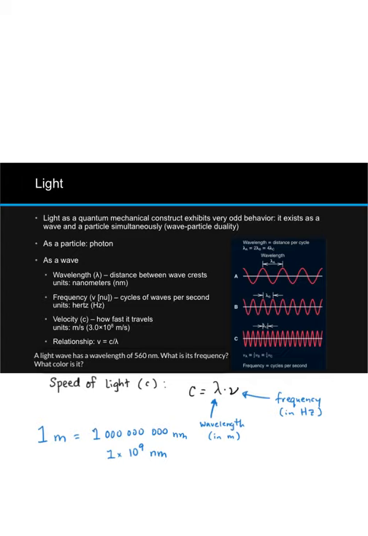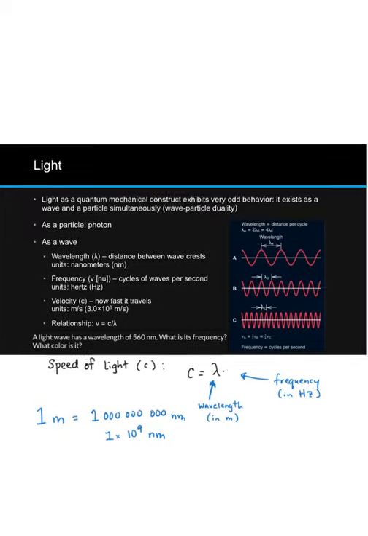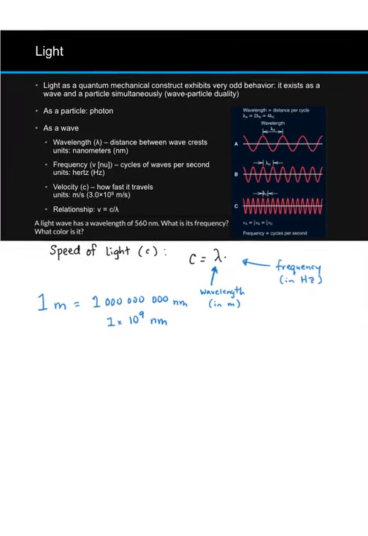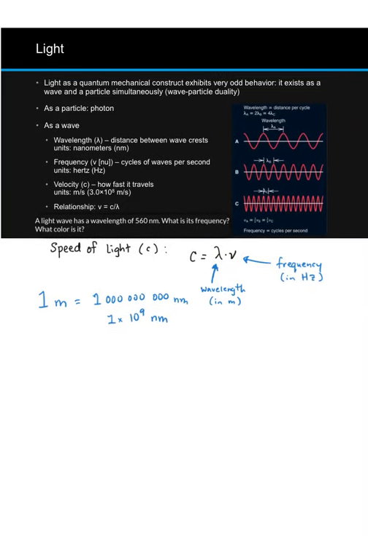Suppose, for instance, that we'd measured a light wave with a wavelength of 560 nanometers. What would its corresponding frequency be? And what color would we perceive that light wave as? To answer this question, we're going to need to take advantage of this relationship between the speed of light, wavelength, and frequency. The speed of light is a given constant. Here, we've measured a wavelength and need to calculate a frequency. So let's do so.